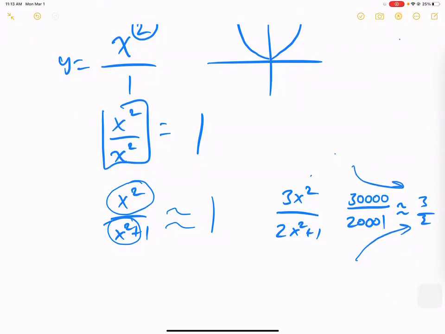And the rule simply just says, if the exponents are the same, go ahead and just copy the front coefficients, and that's our horizontal asymptote. And if they're not, don't worry about it.